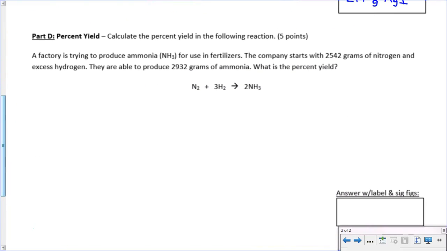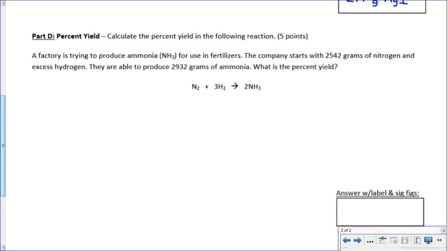Okay, for the last problem here, it is a percent yield problem. On this one, what we have to do is a stoichiometry problem, which calculates the theoretical yield. Then once we have the theoretical yield, we take the actual divided by the theoretical times 100.